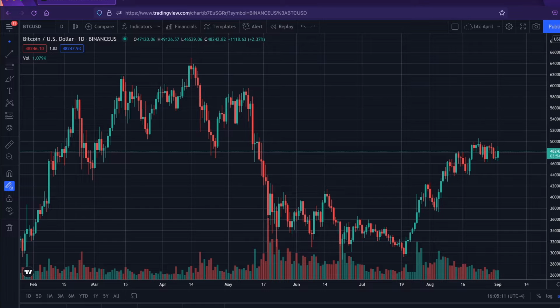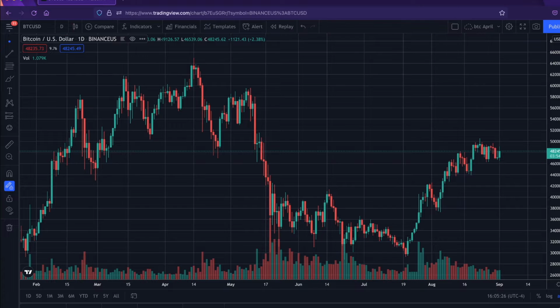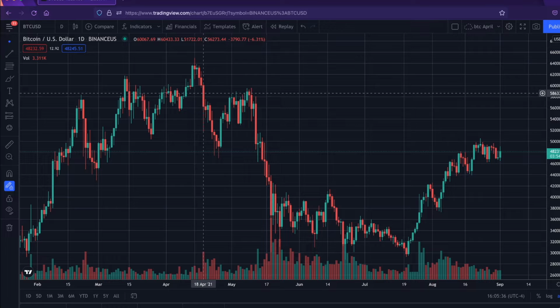So let's take a look at what we have up here on the top. In the top left, you have BTC USD. This is the market that you're currently in. So the chart that you're currently looking at is Bitcoin over the US dollar. The next thing we have here is a D. This is your time interval. That means we're on the daily time interval. So each of these candlesticks represents 1 day of trading.